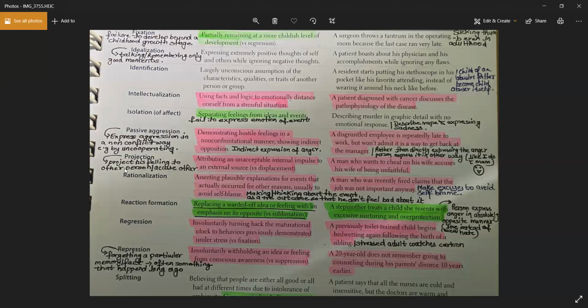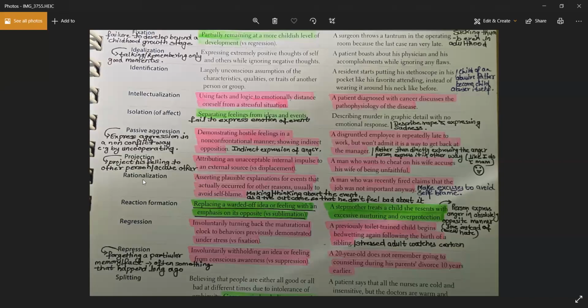Then you have the rationalization. Okay, in that case, they basically focus on the positive outcomes of a certain incident to avoid the bad feeling about that incident. For example, a man who was recently fired from a job claims that the job was not important anyway, and that he can now focus on something more fruitful, right? So basically they are making excuses to avoid self-blame, so that they won't feel bad. That is the rationalization.